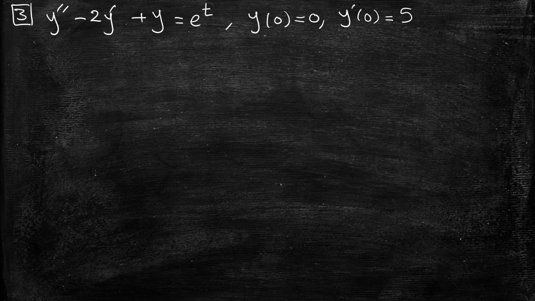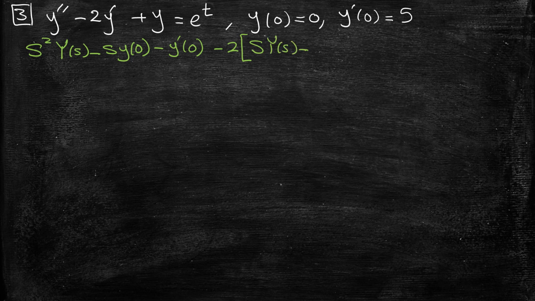Moving through it like the previous examples, it will be the same straightforward transformation. So for y double dash, it will be s squared multiplied by y of s minus s y of 0 minus y dash of 0. Minus 2 y dash will be s y of s minus y of 0, and then y of t will be y of s, and e power t will be 1 over s minus 1.